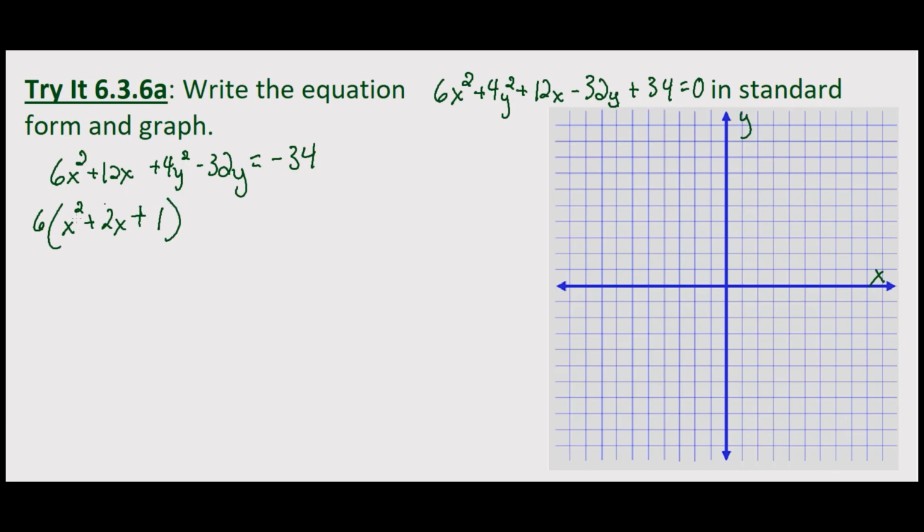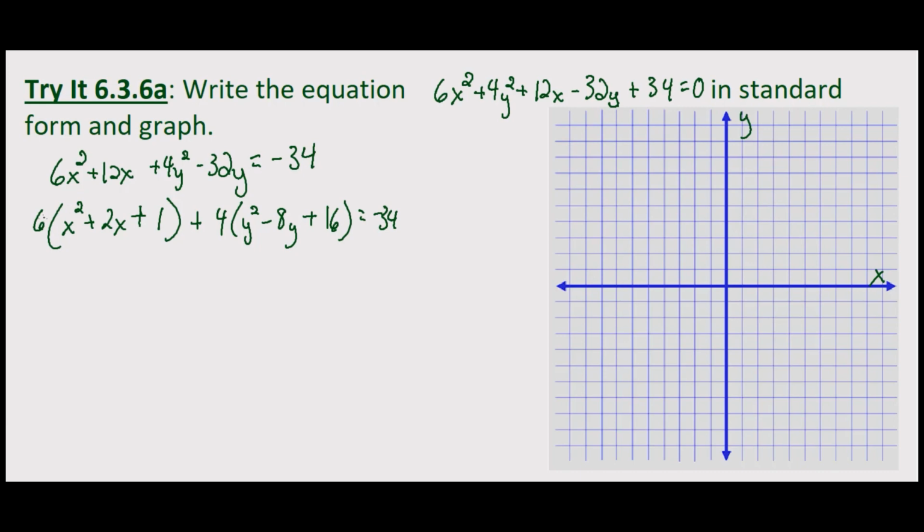And then we'll do the same thing with the y terms. And don't forget, what we do to one side, we have to do to the other, so we'll have to add constants to the other side. But then we'll factor out the 4 times y squared minus 8y. 8 divided by 2 is 4. 4 squared is plus 16. And again, that's negative 8 divided by 2 is 4. 4 squared is 16 in parentheses equals negative 34.